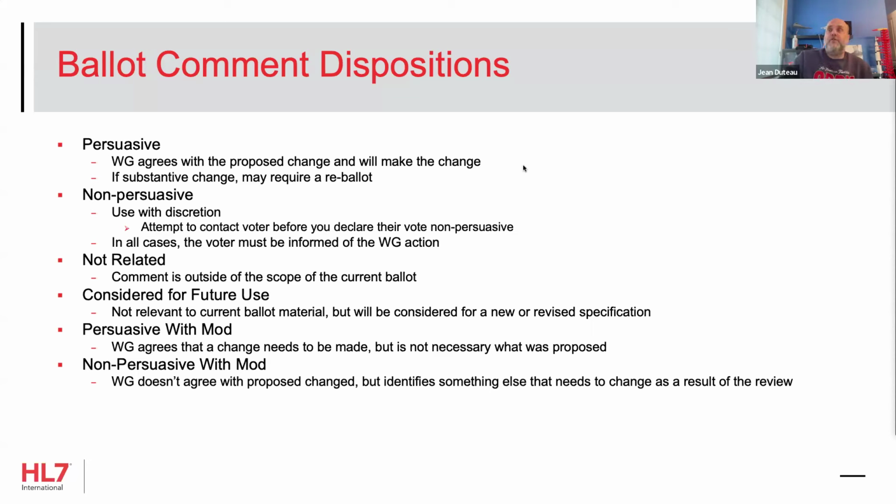And those considered for future use come back to bite you. If you make something considered for future use, and then when the specification gets published, Lynn goes in and all of the considered for future use come back. They get revised because you said you're going to consider them for a new spec. So after it gets published, it comes back for you to dispose of.